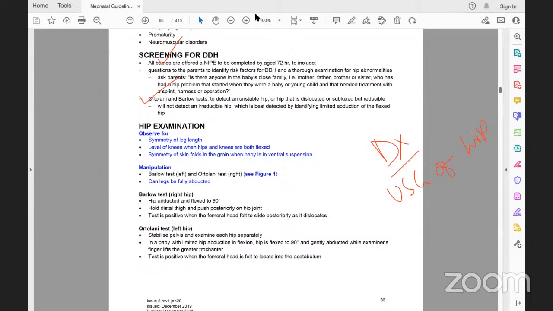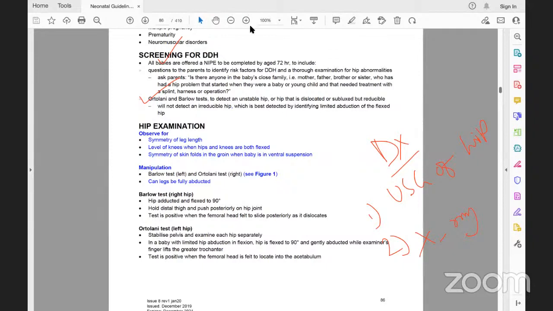So remember, if the question comes, what is the primary screening test? The answer will be Ortolani and Barlow. And if the question comes, what is the immediate diagnostic test you will do? Ultrasound before 6 months. And after 6 months, what do we do? X-ray of the joint, yes.